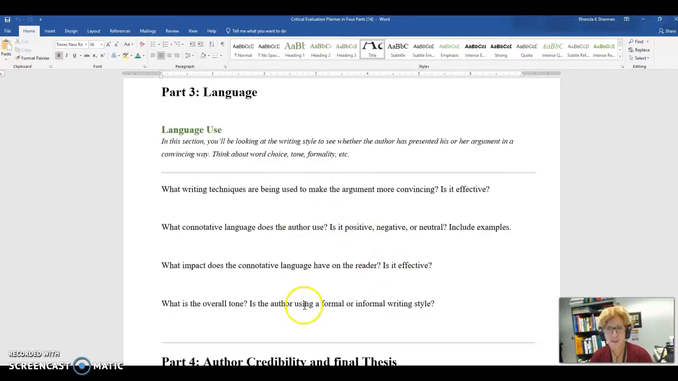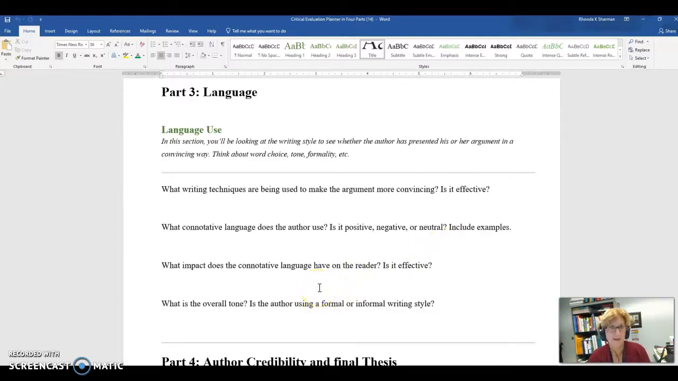There are some questions here in part 3. What writing techniques are being used to make the argument more convincing? Think about how the author put this together and the language that was used and try to decide what makes this argument more appealing or believable based on the writing style. You'll also talk about any connotative language that you see in the author's essay and whether it's positive, negative, or of course neutral. So look for words that have kind of an emotional associated meaning.